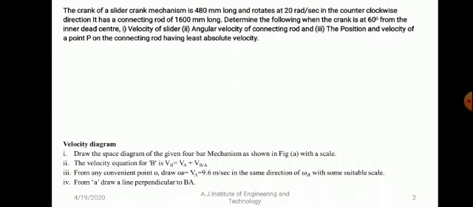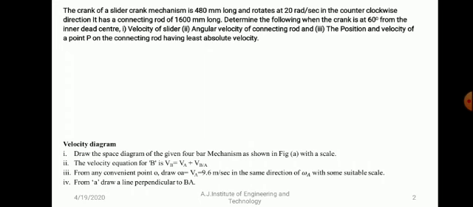First problem: the crank of a slider crank mechanism is 480 mm long and rotates at 20 radian per second in the counterclockwise direction. It has a connecting rod of 1600 mm long. Determine the following when the crank is at 60 degrees from the inner dead center. First, velocity of the slider. Second, angular velocity of the connecting rod. Third, the position and velocity of the point P on the connecting rod having least absolute velocity.